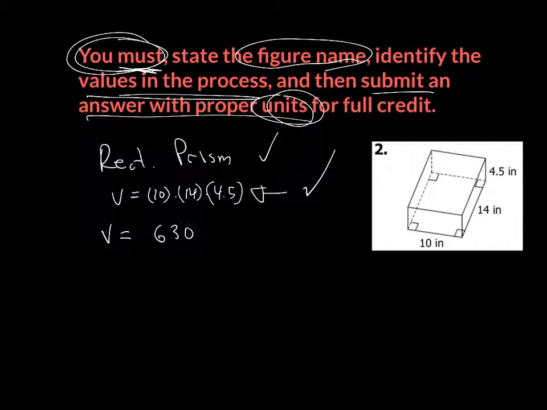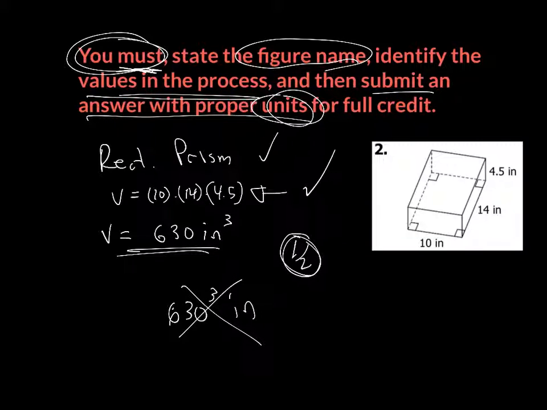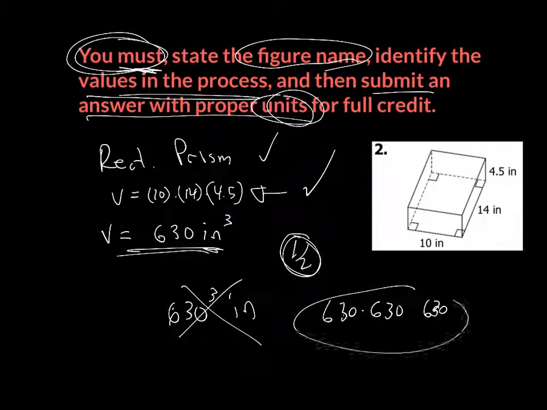That's 630. Now if you write 630, I'm going to take off half credit for that portion. If you write 630 inches, I'm going to take off half credit for that portion. If you write 630 cubic inches, then we're in good shape. Again, 630 is not the right answer. It's the inches that's cubed, not the number 630. 630 cubed is 630 times 630 times 630, which is not what we're talking about. All right? Volume of rectangular prisms, super straightforward.